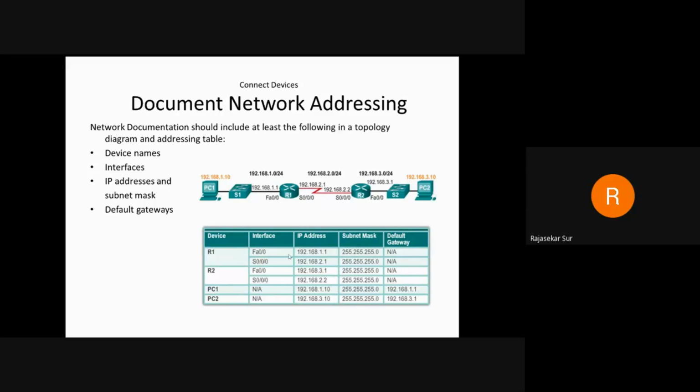I'm fixing the IP address 192.168.1.1, and here I'm giving 192.168.2.1. So I have to write it like this. I also have to write the subnet mask. So for router 1, these are the two IP addresses I'm using. For router 2, I use these two IP addresses. For PC1, I'm using this IP address. For PC2, I'm using this IP address. If you make a table like this and write it, this is called documentation.